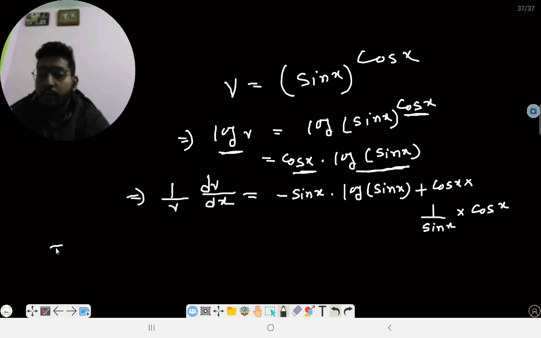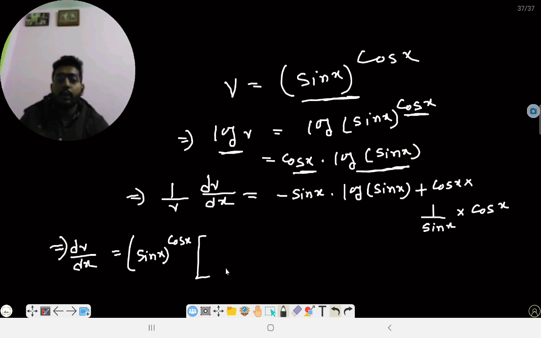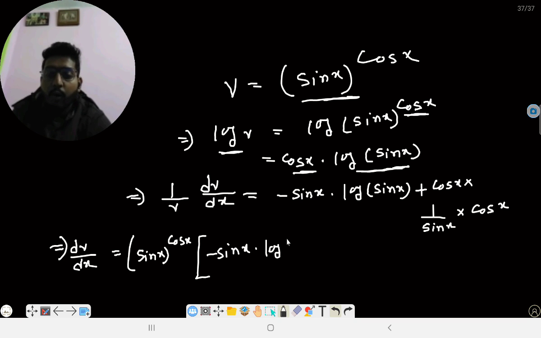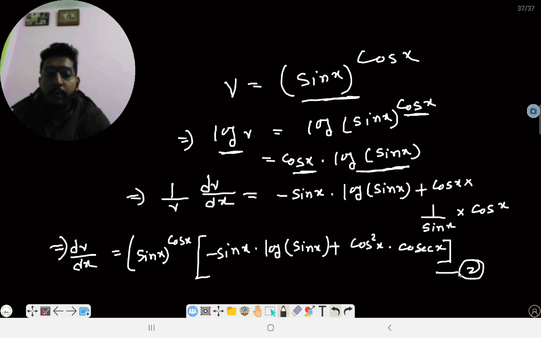So again what will be dv dx? The dv dx will be, now we can see v will be multiplied, and we know the value of v, so that will be sin x to the power cos x, multiplied by minus sin x into log sin x plus, we can see cos x and cos x multiply, that will be cos square x into 1 by sin x, like this. Okay, so this is the value of dv dx.